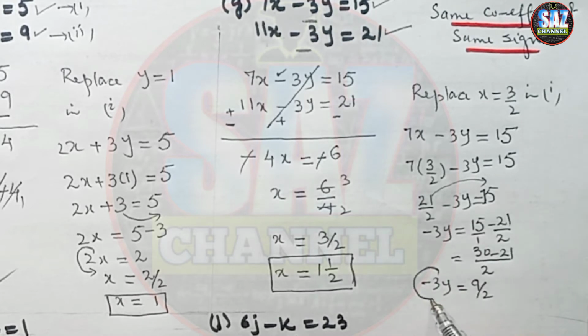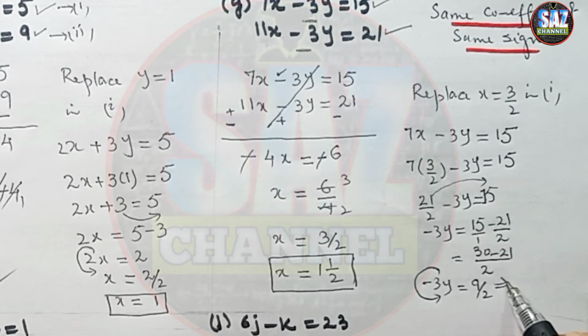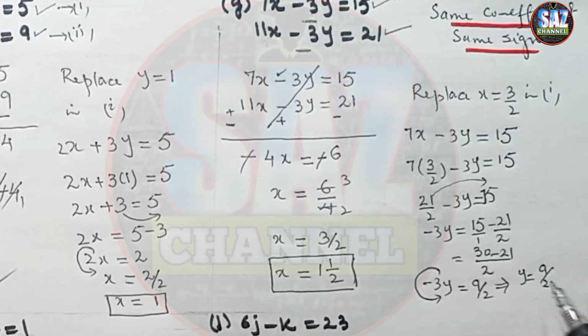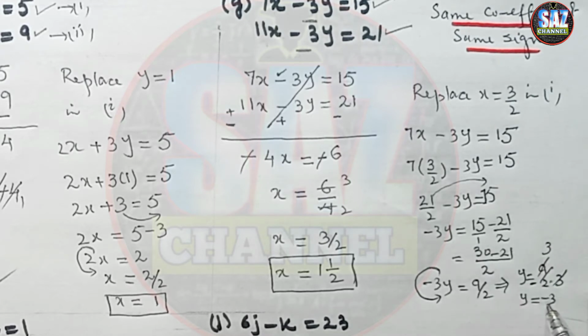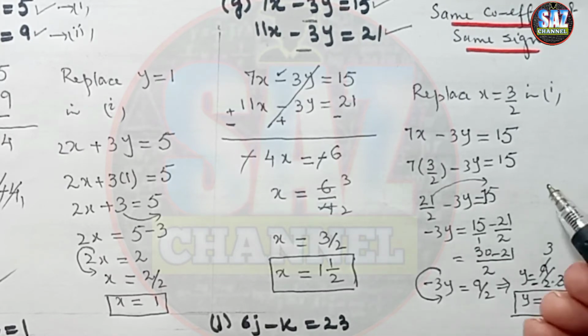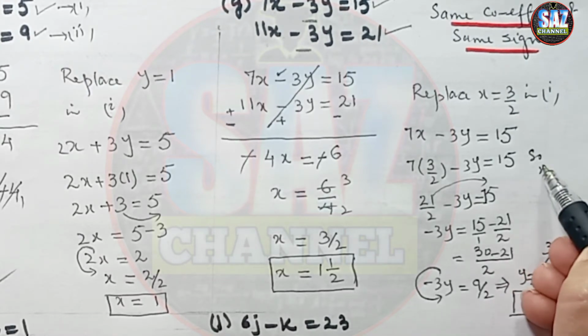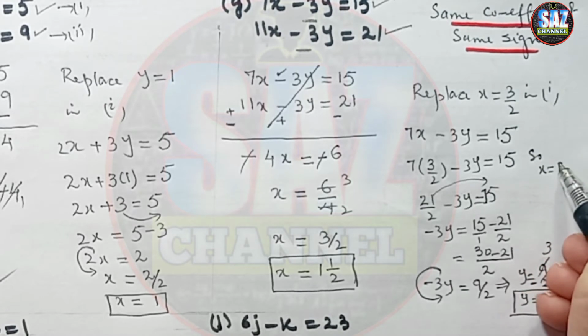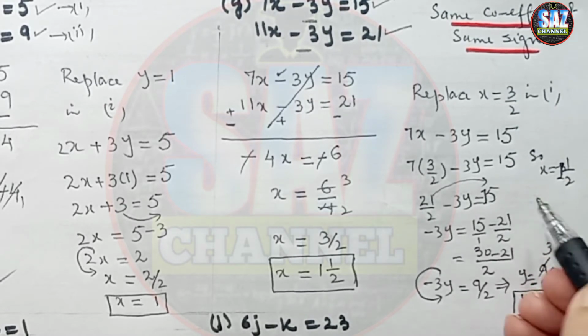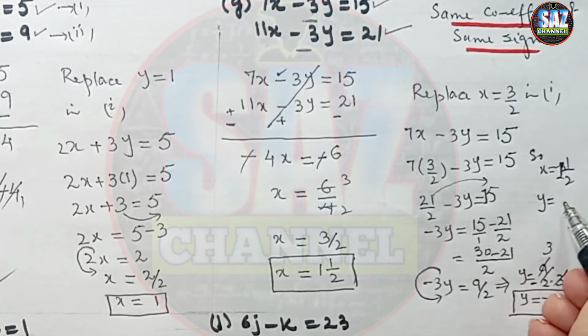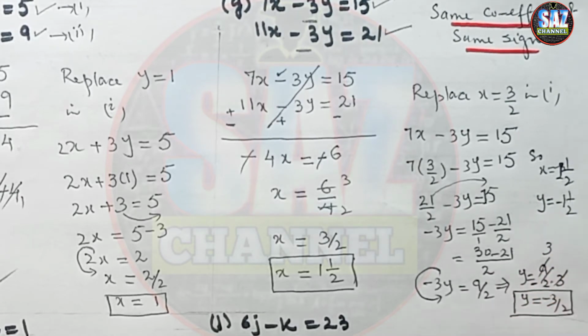Now in order to get the value of y, I have to shift this 3 to the other side, and it will give me y equals 9 by 2 into minus 3. 3 3s are 9 and 3 3s are 9. So y equals minus 3 by 2. So the solution for this situation will be x equals 3 by 2 or 1 whole 1 by 2, and y equals minus 1 whole 1 by 2.